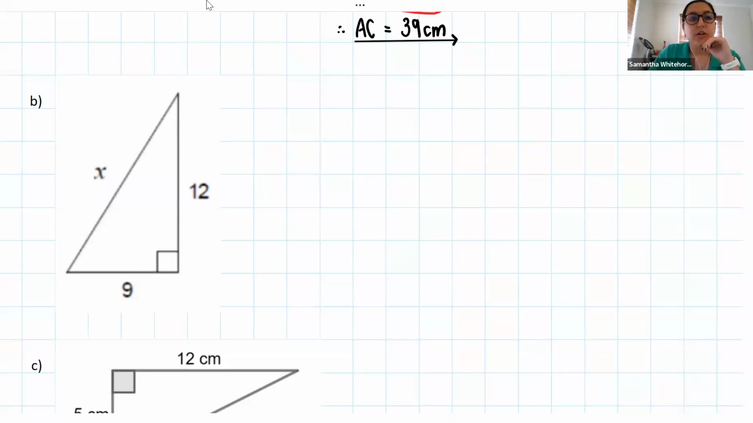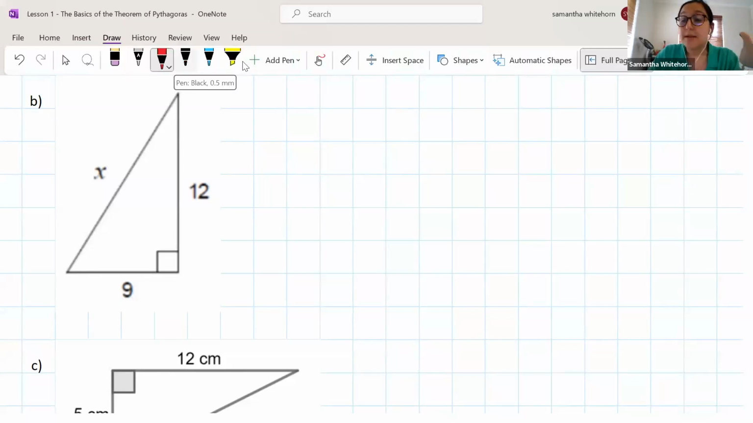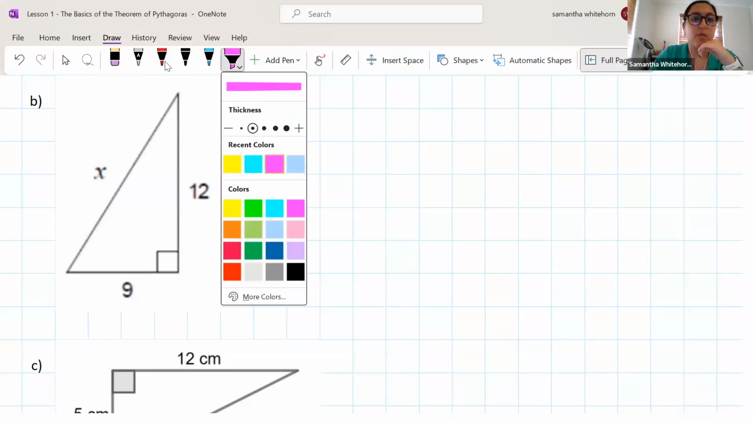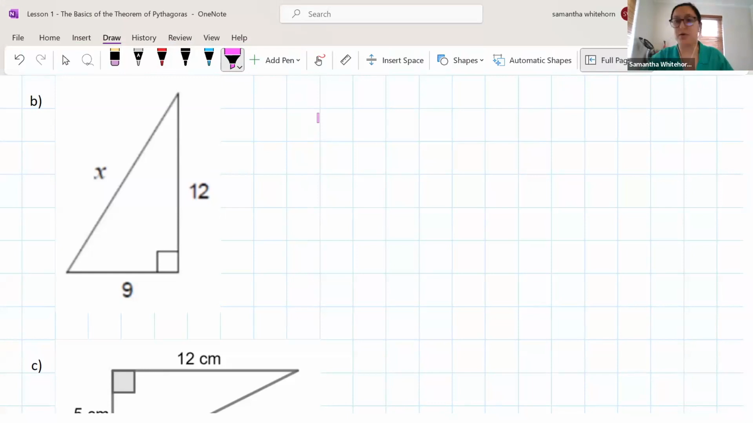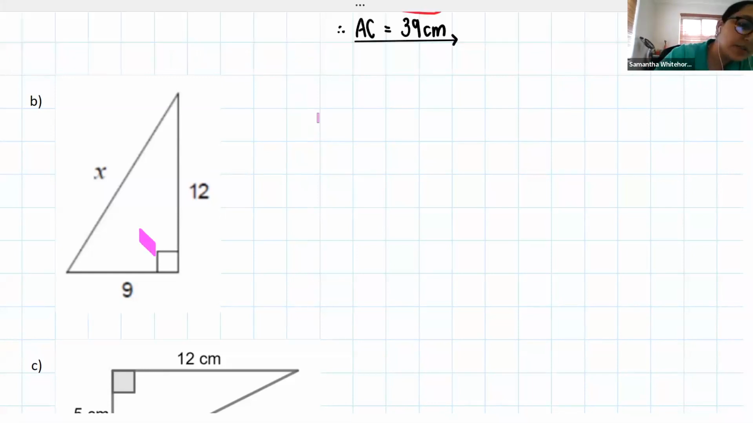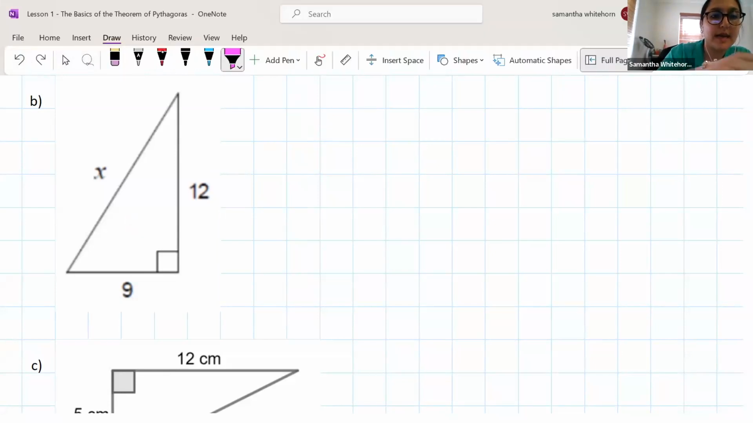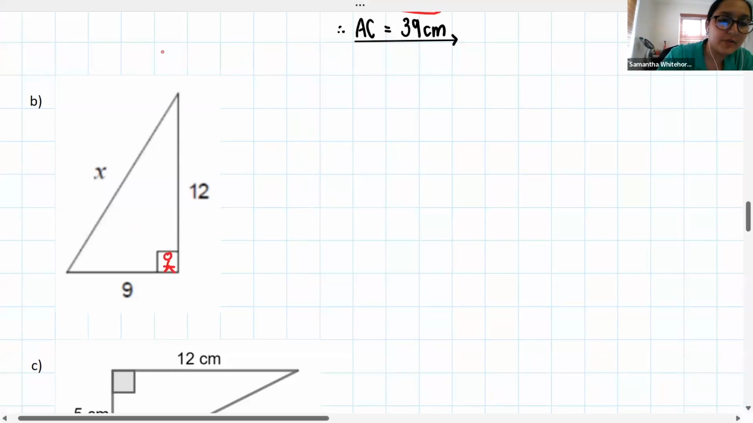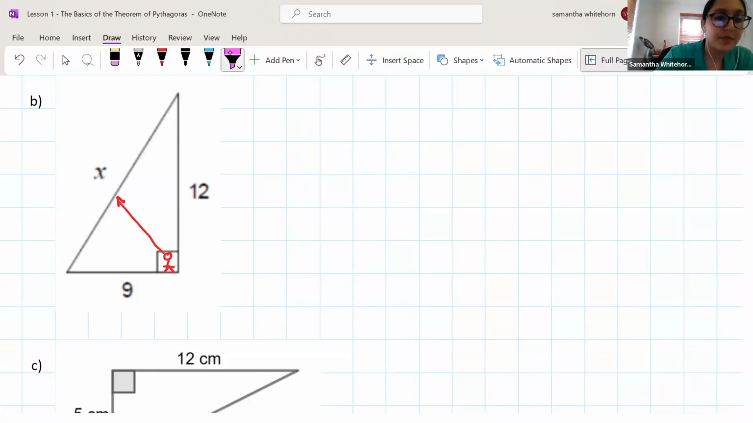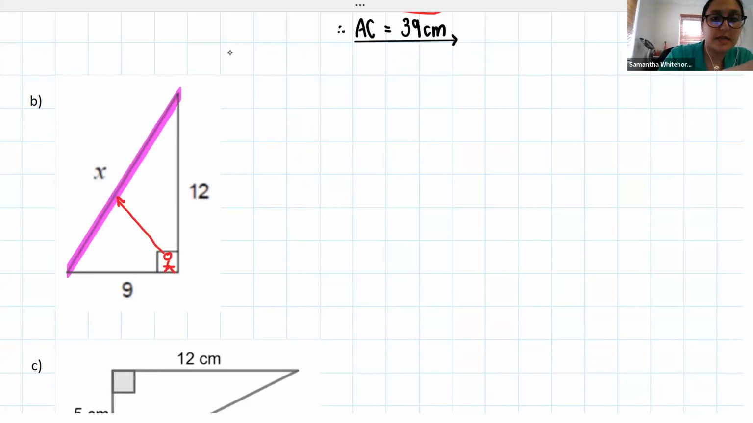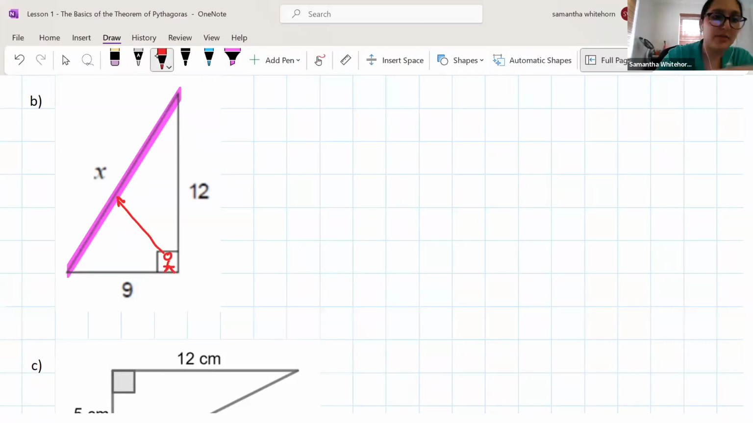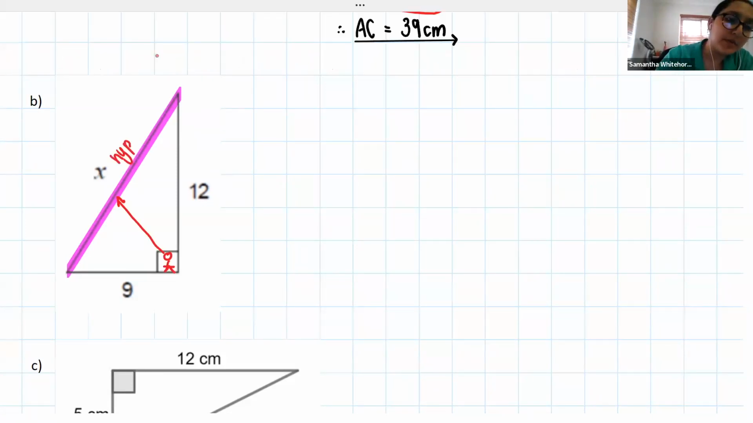Okay, so guys, if we have a look at question B, again, we're going to do the same thing. We're going to look at which side do I not know? And we're first going to identify our hypotenuse. So remember, the hypotenuse is opposite the right angle. And so if here I am at my right angle, if I look directly opposite myself, look at that, that's the side I don't know. So my hypotenuse is the side that I don't know. That is the X value that I'm looking for. So once again, this is my hypotenuse.